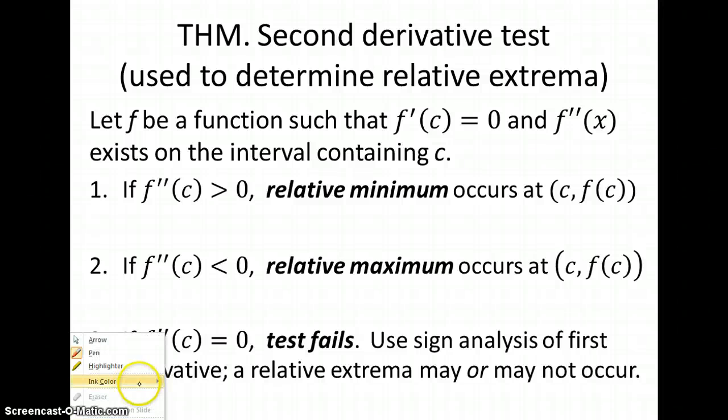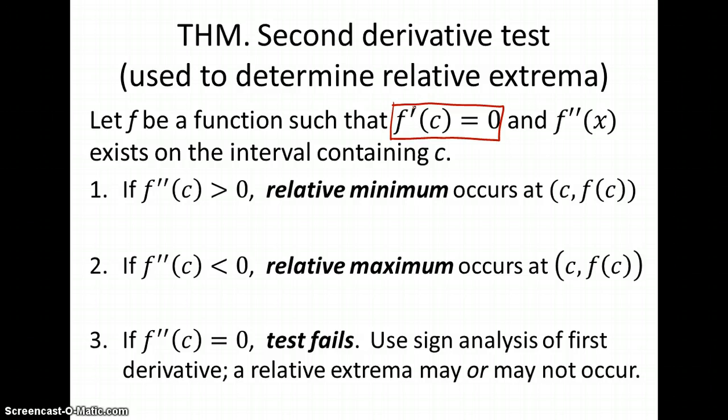With any theorem we study, certain conditions have to be met. Let f be a function such that the derivative at c is equal to 0. And the second derivative has to exist on the interval containing c. If the derivative equals 0, what does this represent graphically? There's a horizontal tangent line at the value that's making the derivative 0.